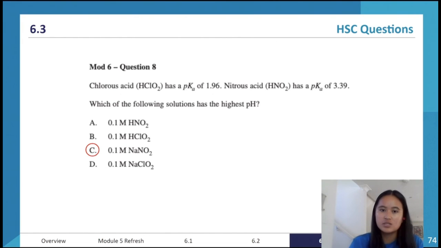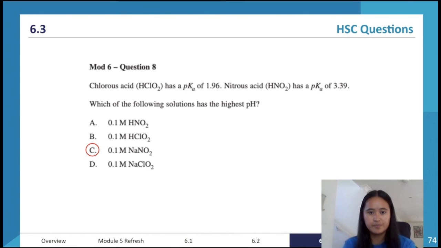So why is it not chlorous acid? Well, this is because of the conjugate acid conjugate base situation. A pKa of 3.39 indicates a weak acid, which means that it would have a strong conjugate. And that conjugate would be there. Cool.